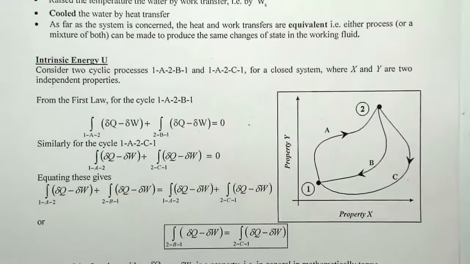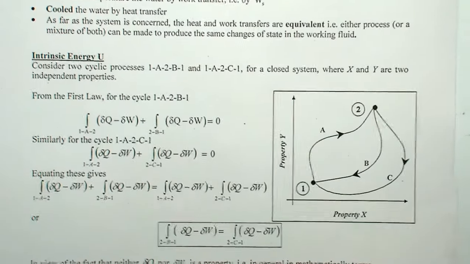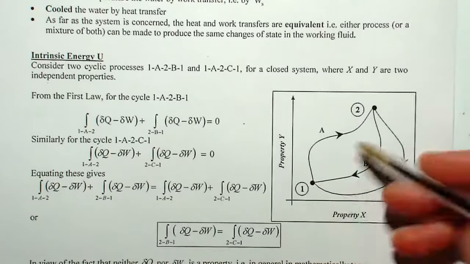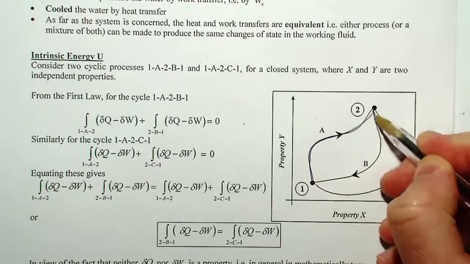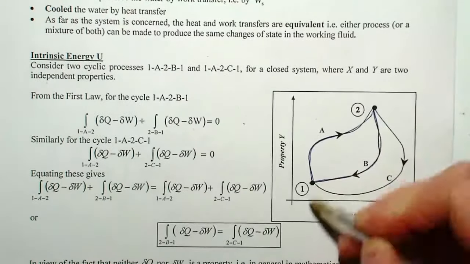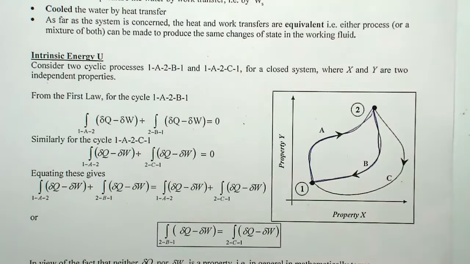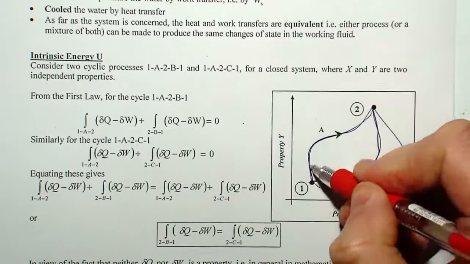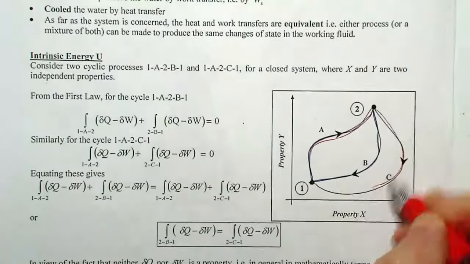Let's now start looking at a more mathematical representation to derive something quite important. So I've got this cycle. Let's say I have one route which is AB. So I go from state 1 to 2 via A, and then we'll return via route B. Another option is to go via A and return via C.